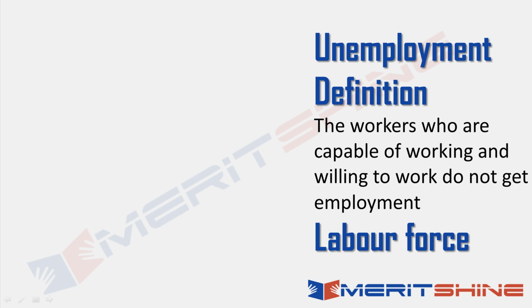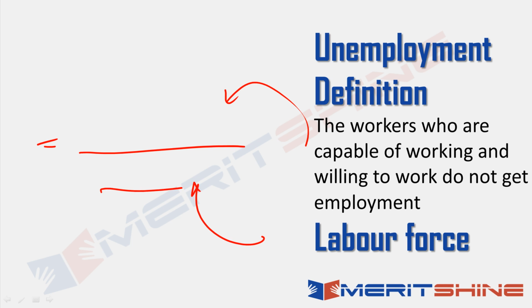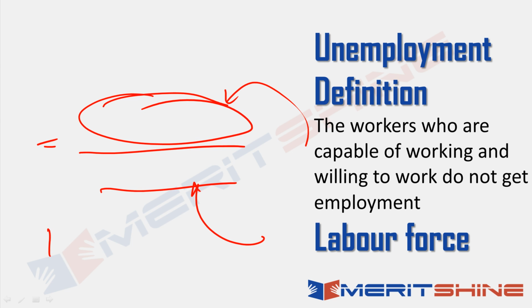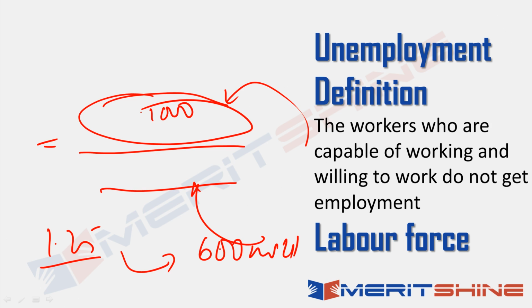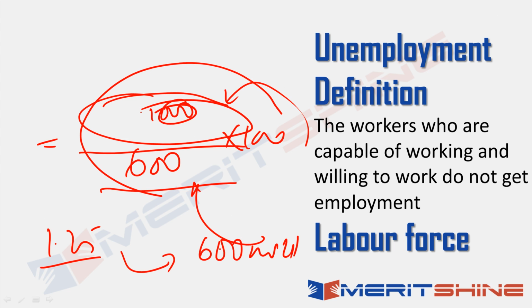So when you are talking about unemployment, out of total willing workers, those who are not getting work. If the population of India is 1.25 billion, out of which the labor force is only 600 million, out of which say only 10 million are not getting the job, then this 10 by 600 is basically my unemployment.